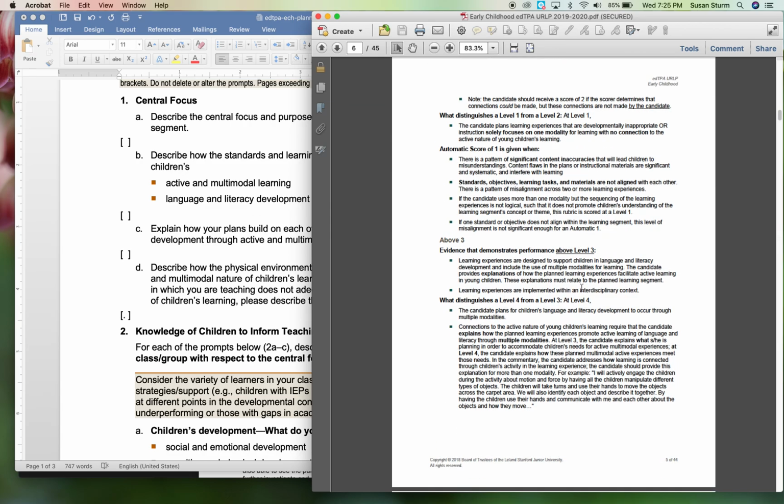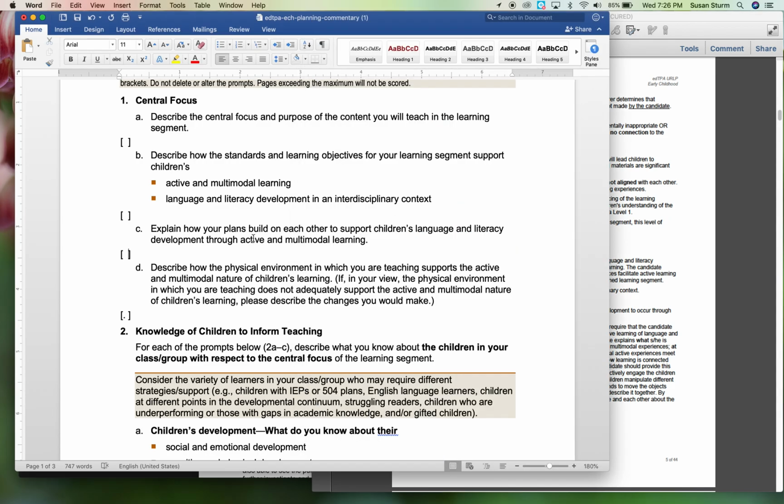I'm just going to take a quick scan of above a level 3. The candidate provides explanations of how the planned experiences facilitate active learning in young children, and they relate to the planned learning segment. This one seems pretty easy to get a 4 on. So not only are you explaining, but they relate directly to your planned learning segment. So it's all about part C for this first one.